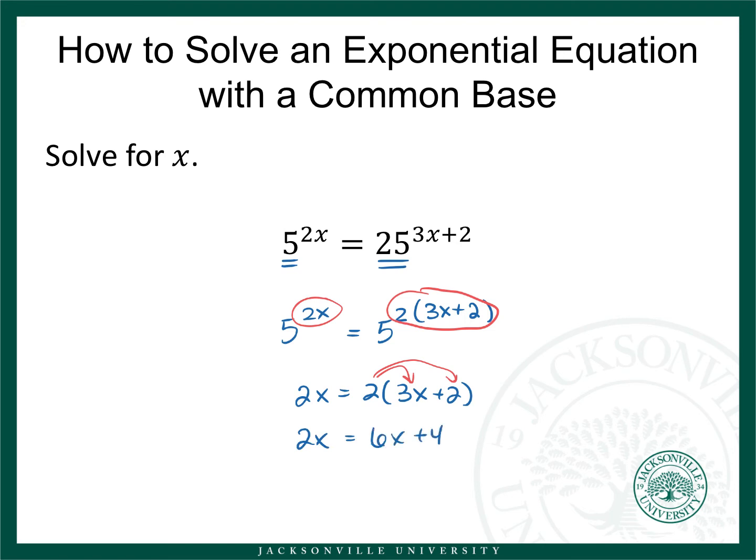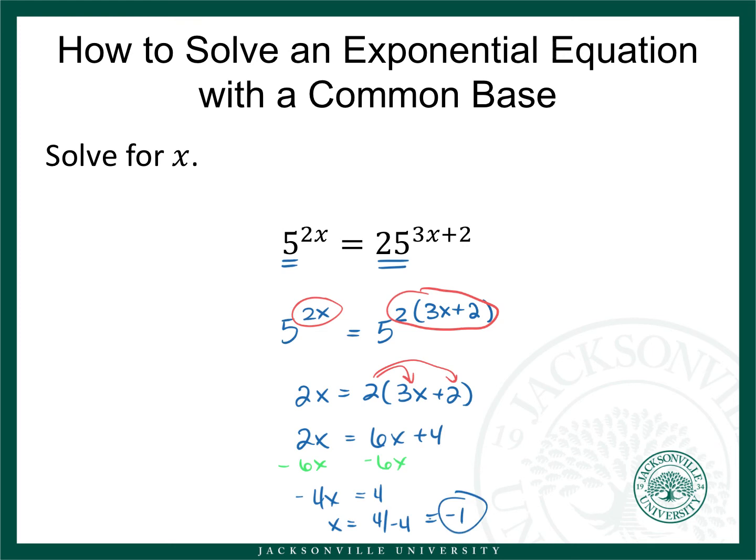And then again, let's go ahead and subtract 6x from both sides. And so that leaves me with negative 4x is equal to 4. Divide both sides by negative 4. x is equal to 4 divided by negative 4, or negative 1. Okay, so x is equal to negative 1.